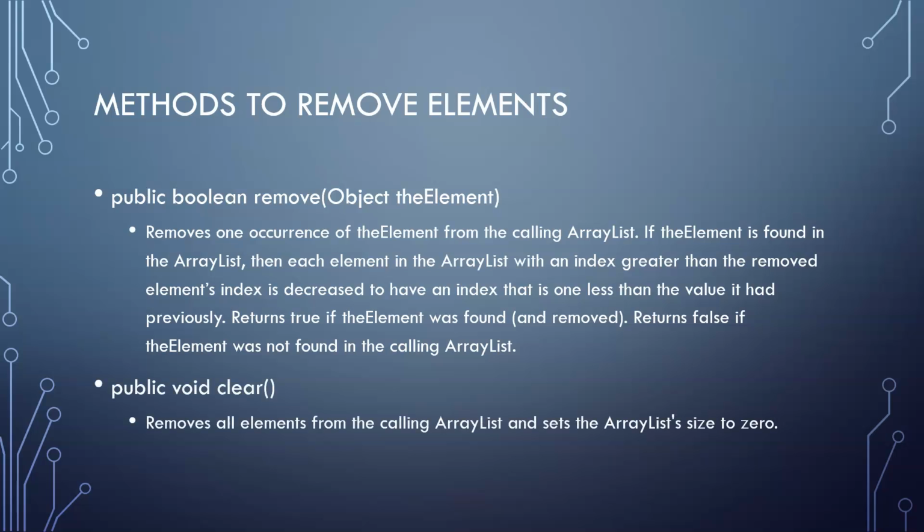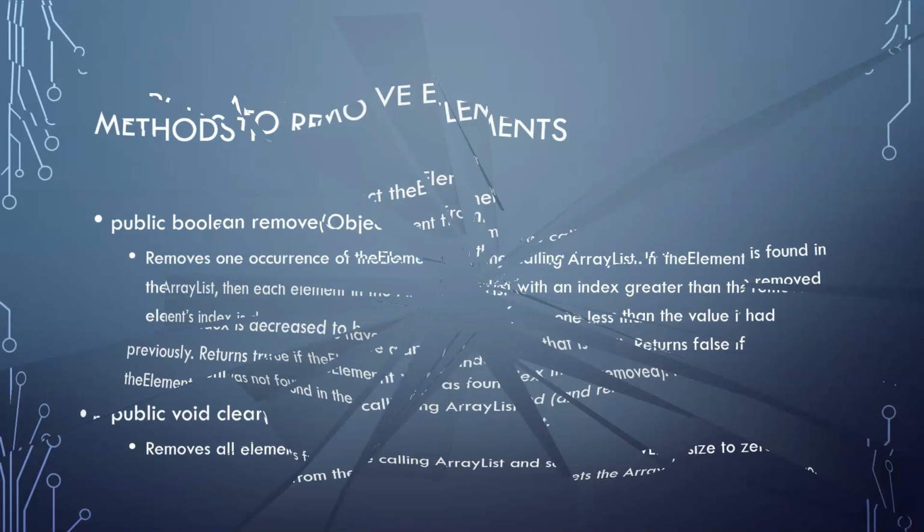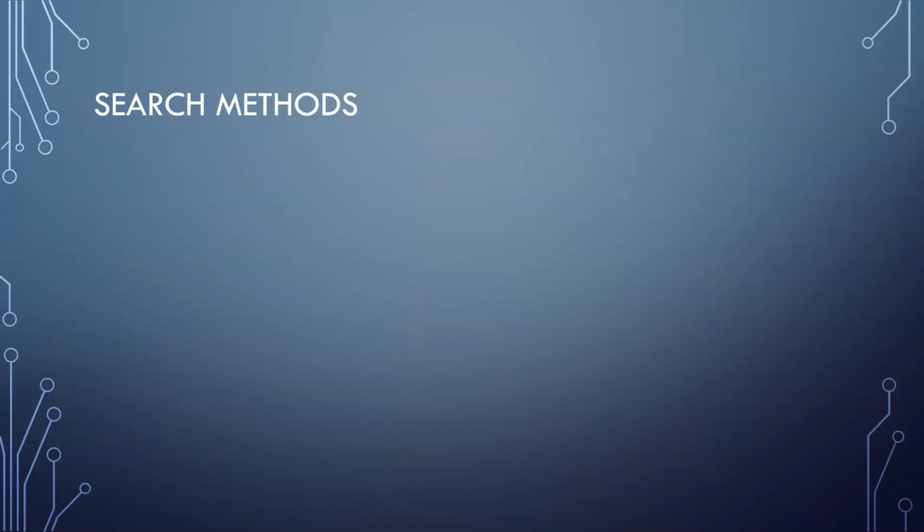Then, of course, you also have public void clear, which is pretty much like the big fancy reset button. It removes all elements from the calling array list and sets the array list size to 0. So if you want to completely nuke your array list, use clear, because that's what it's designed for. It's designed to nuke the array list from orbit and set it back to 0.